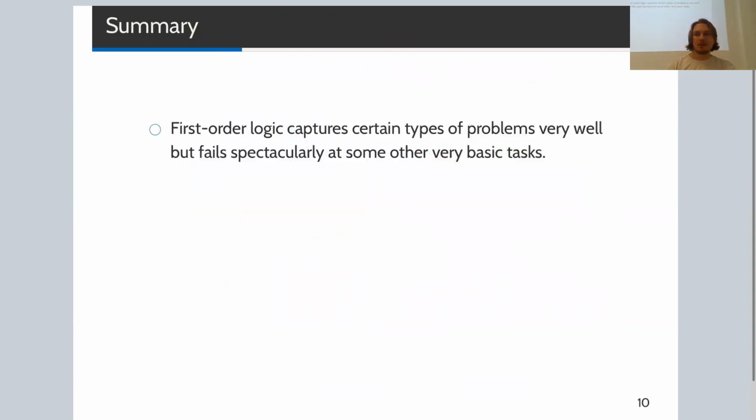And so as a summary so far, we noticed that first order logic is quite good at capturing some kind of problems, like independent sets or dominating sets or cliques, but it fails quite hard for example on connectivity or parity. So these basic tasks, which you would expect should be easy, are actually quite hard.